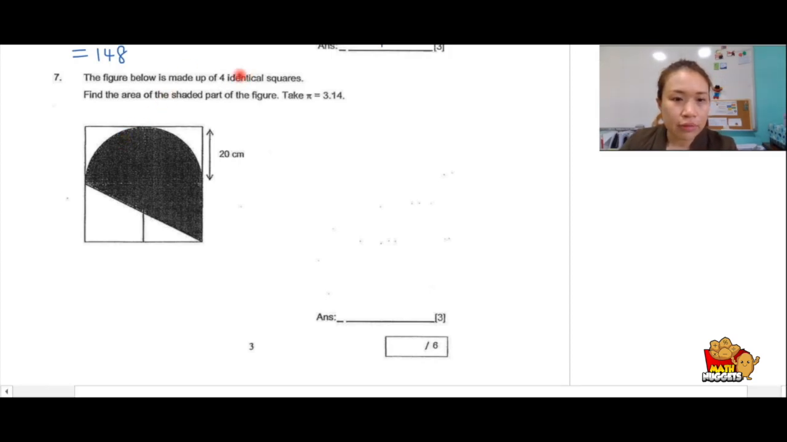Question 7. So the figure is made out of 4 identical squares. Let me just cut it out. Okay, we're supposed to find the area of the shaded part of the figure. So the shaded part is made out of one semicircle and one triangle.